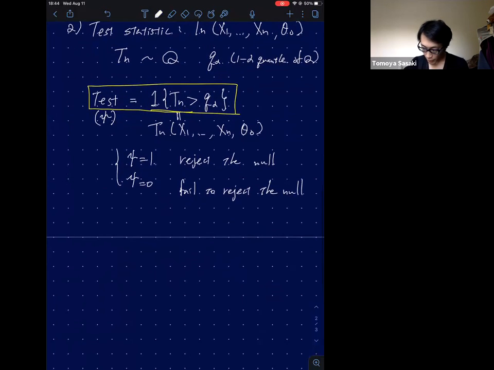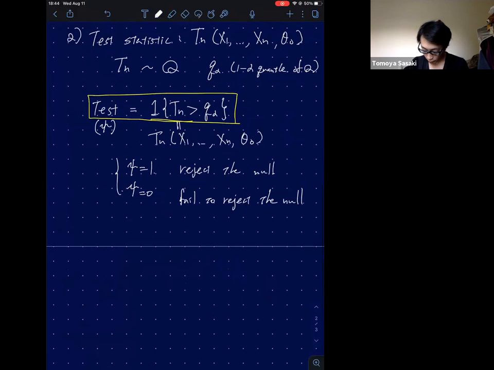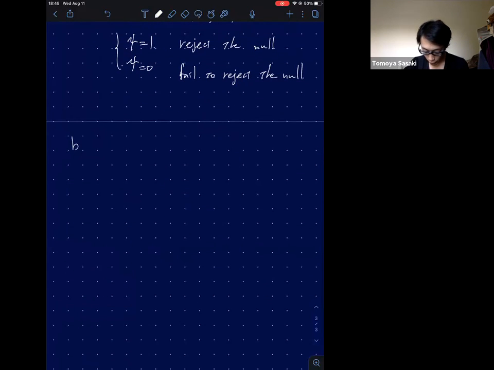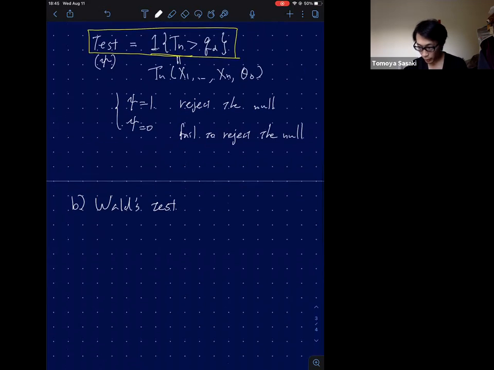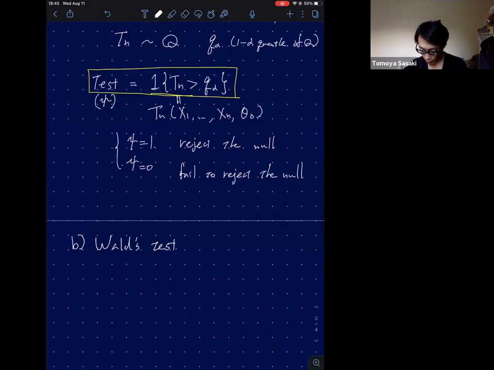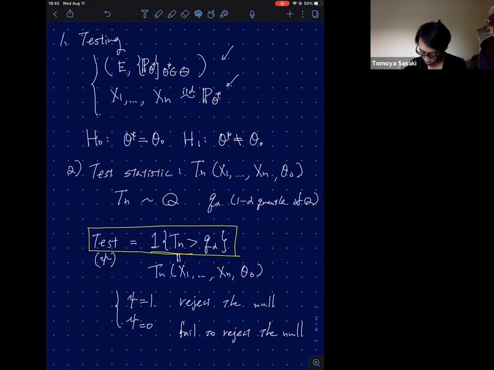So yeah, let's do question B, which is going to apply some example to this framework that we just covered in A. So the first example is going to be Wald's test, right? And we have underlying statistical models. I'm not going to write that down, but I can just copy and paste from this here.